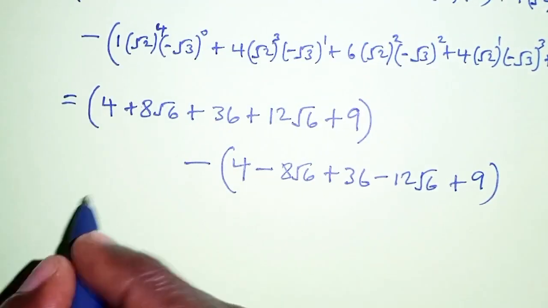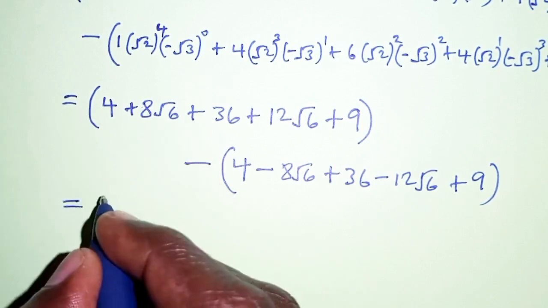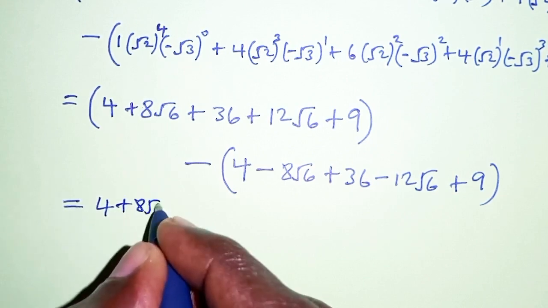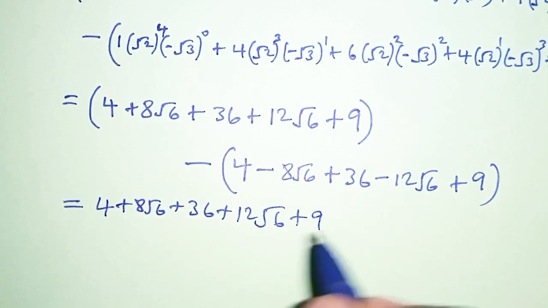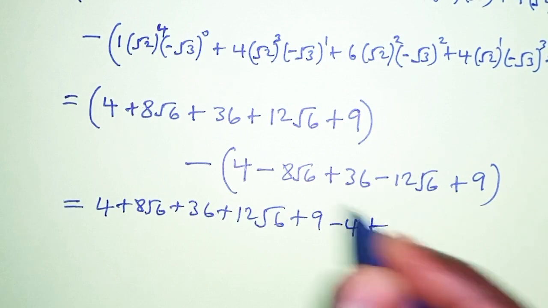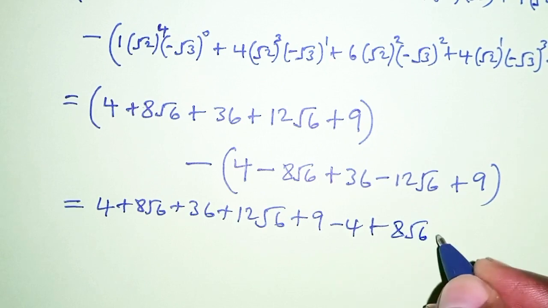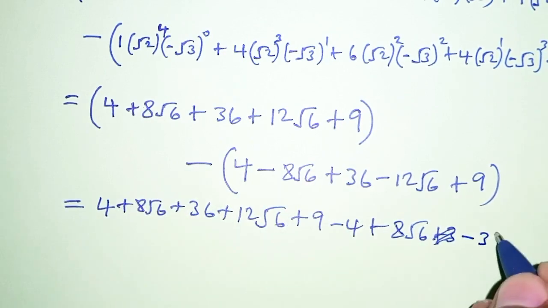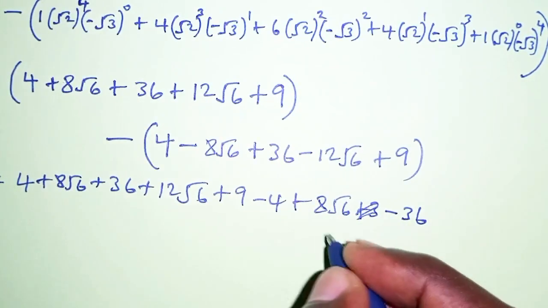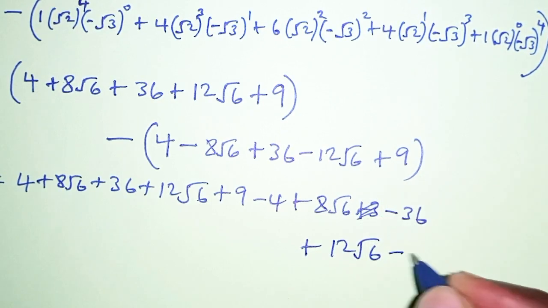So let's open the brackets. When we open the brackets, we'll have 4 plus 8 root 6 plus 36 plus 12 root 6 plus 9, and then here we have minus 4, plus, so negative multiplies this, plus 8 root 6 plus 36, not plus here, this is minus 36, and then plus 12 root 6 minus 9.